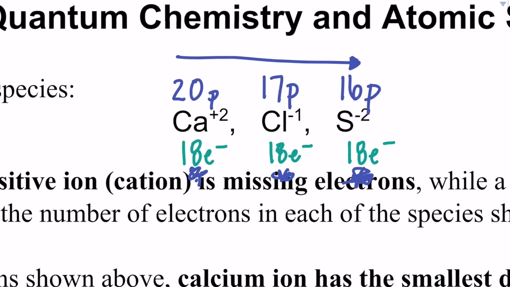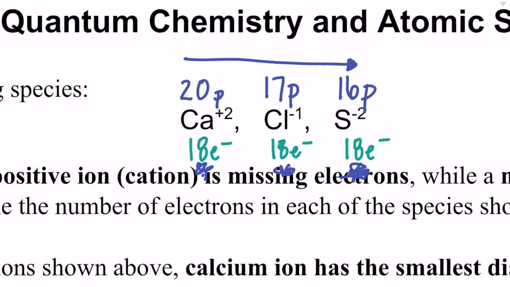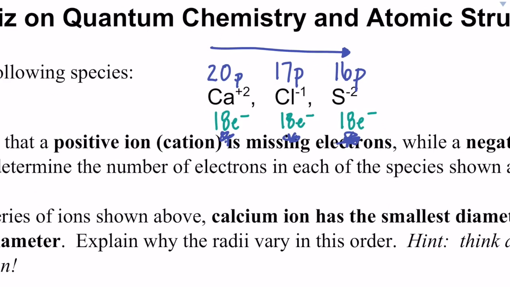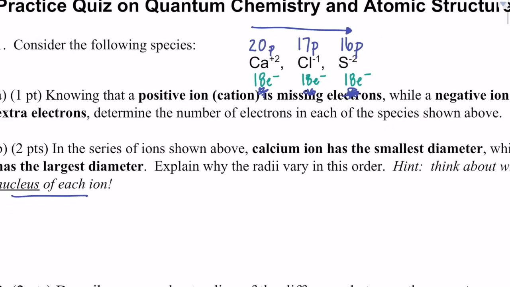So what we're looking at is the electrostatic force from the protons pulling on the electrons. And we're looking at how tightly held these electrons are in relationship to how many protons there are in the nucleus. And we can see there is a relationship. When there are more protons, there is a greater electrostatic force.